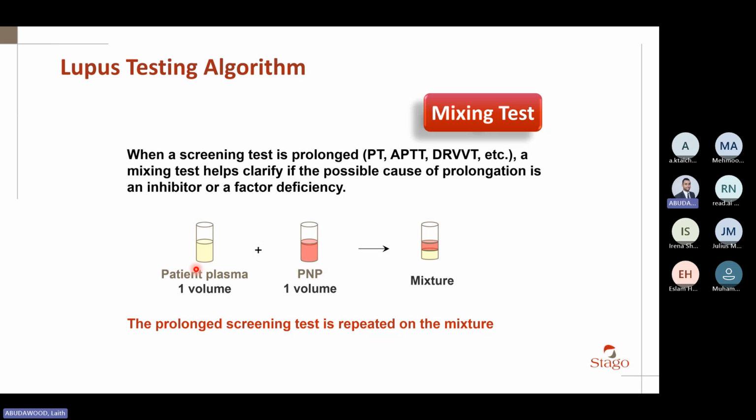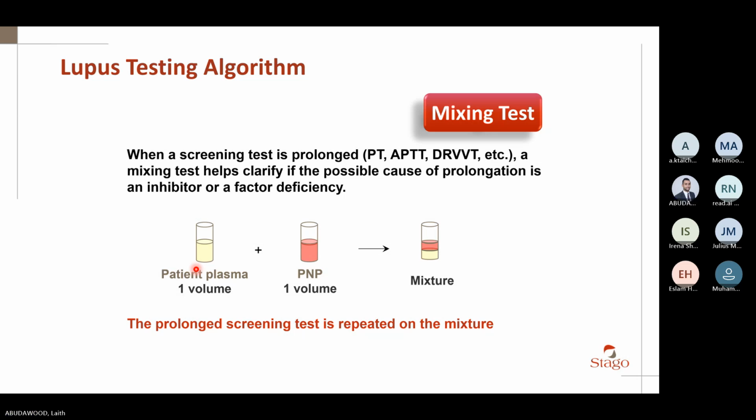They tell you two simple things. You have a factor deficiency or you have an inhibitor. That's what's causing the prolongation in your sample. So when I run a mixing test, it says what's causing the prolongation is a factor deficiency or an inhibitor. What's the inhibitor? It can be lupus, it can be anti-factor antibodies, it can be anticoagulants like heparin, like DOACs, rivaroxaban, apixaban, all of these things.